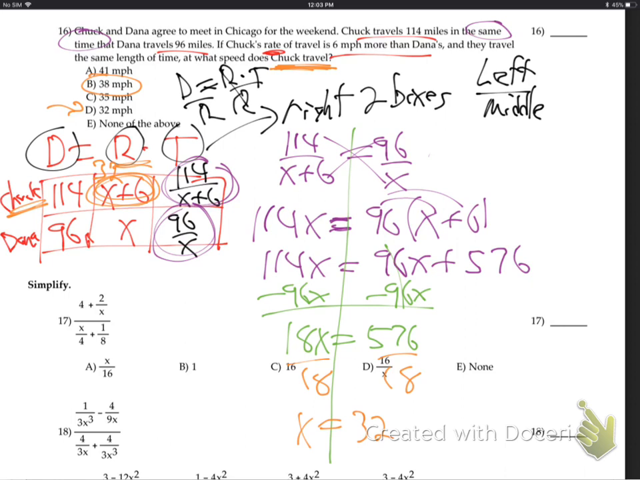Don't just grab X right away when you're done with a word problem. Go back and check out what they want. They want Chuck's rate. That's X plus 6. So it's 38, not 32. It's 38 on that. Good on that one. Questions?